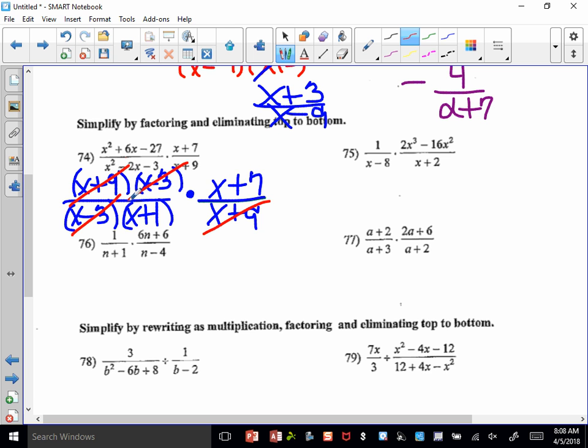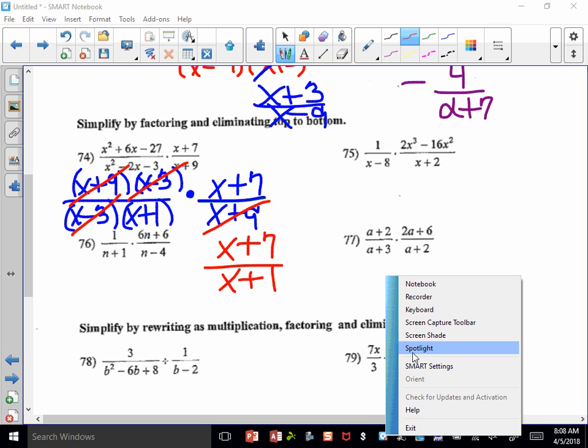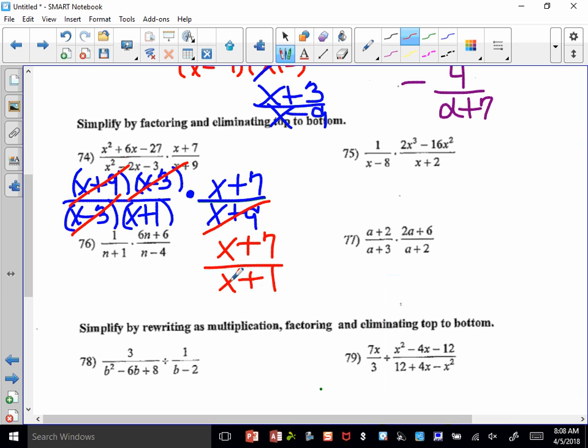So my final answer is x plus 7. That's what I have left at the top. And x plus 1 at the bottom. All right, just you can't. Okay? There's no checking. All right, so let's take a look at this one here, number 77, and then I'll do a couple division.